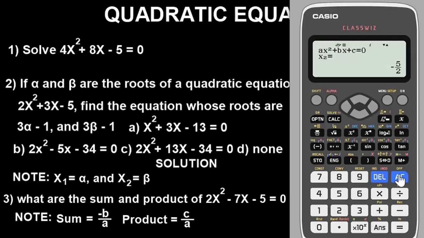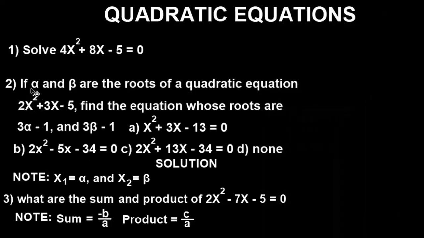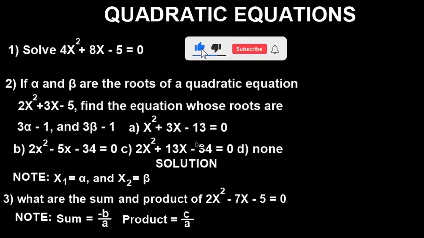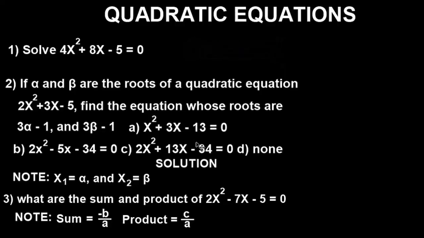So that's it. So let's check out question 2. Very simple, guys. As you can see, question 2 looks a bit technical. It says if alpha and beta are the roots of the quadratic equation 2x squared plus 3x minus 5, find the equation whose roots are 3 alpha minus 1 and 3 beta minus 1. So these are our options, guys. Very simple, I'm going to show you. But this kind of question, if you want to solve it manually, can take you a good amount of time to arrive at the answer, to represent it, showing working. But with the calculator, it's very fast, guys. I will show you now.